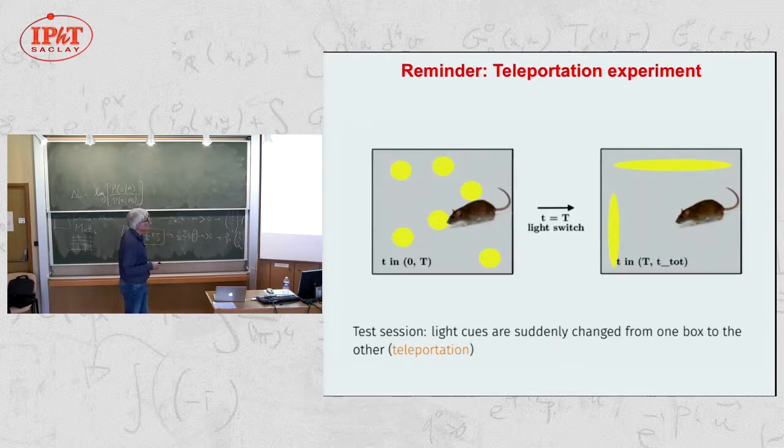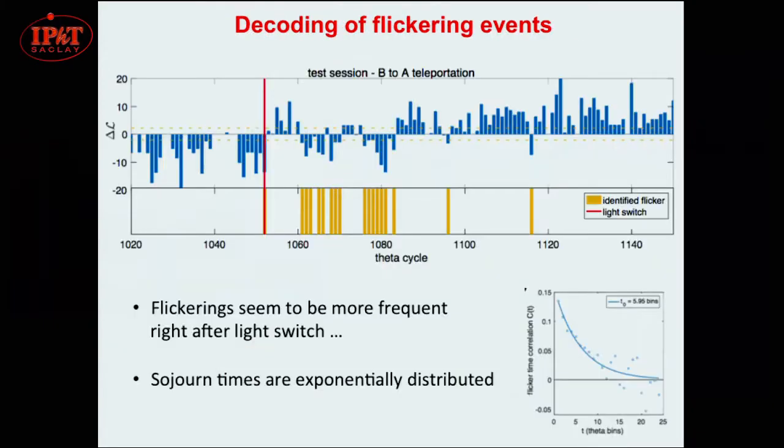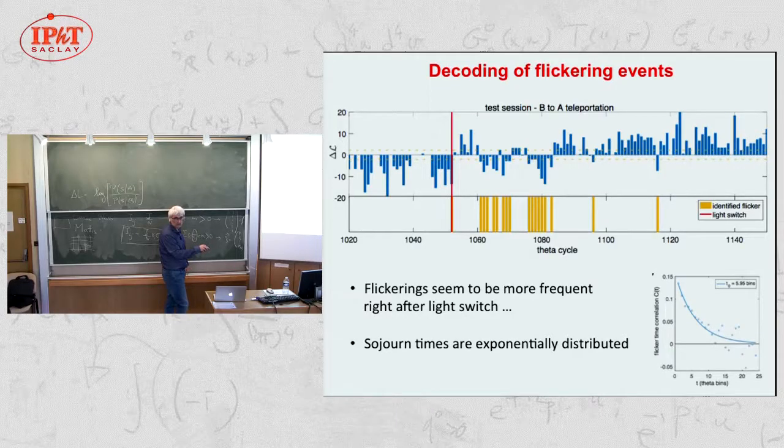So when you apply these kinds of things to the experimental data, this is what you get. So this is as a function of time. So this is theta cycle. So this is a unit of, I mentioned this theta rhythm before. This is 125 milliseconds essentially. Okay, so you have to divide by 8 to get the number of seconds. Okay, so here you have a vertical red bar, which corresponds to the time at which the light was switched from one box to another one. Okay, from one light condition to another one.